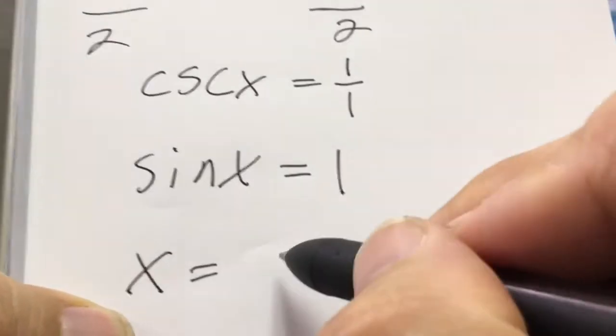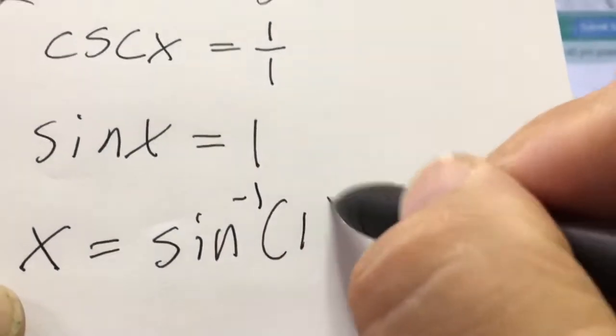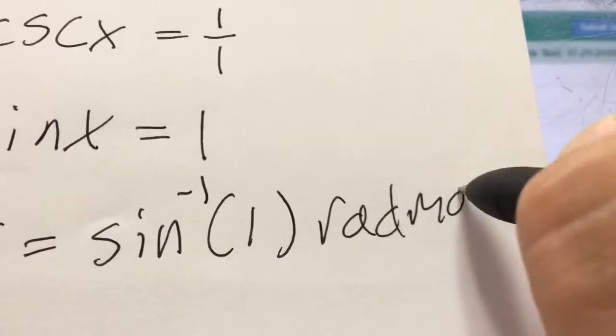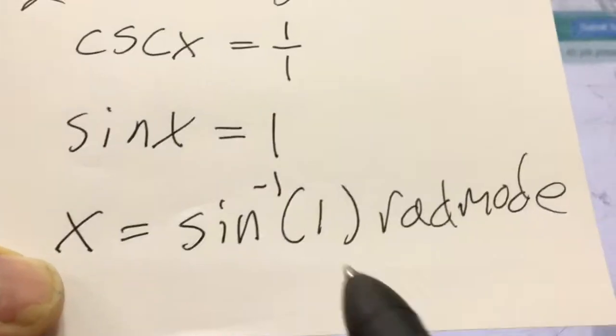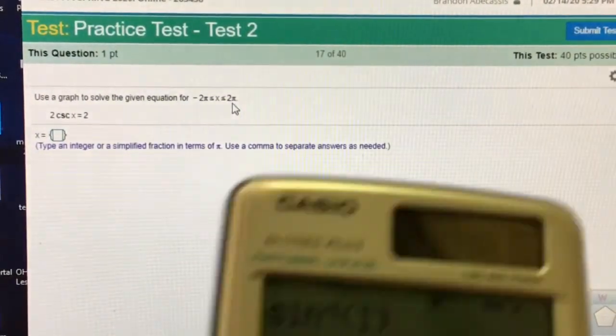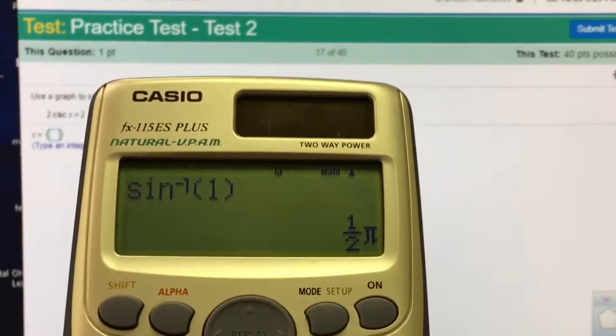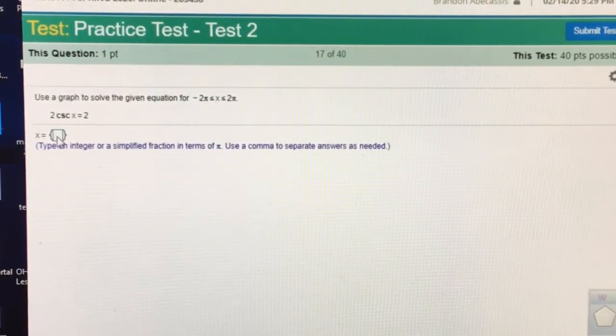So x would just equal the inverse sine of 1 in radian mode, okay? So let's do that on the calculator. All I need to do is type in inverse sine of 1 in radian mode. So there it is. The inverse sine of 1 is 1 half pi, or pi over 2.